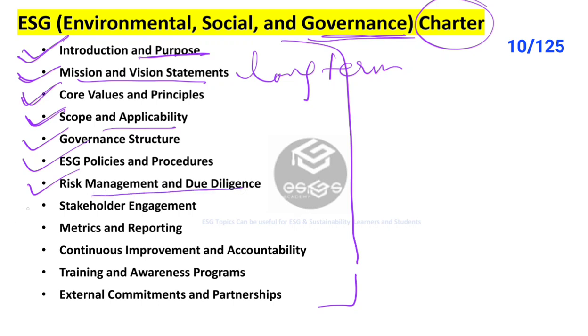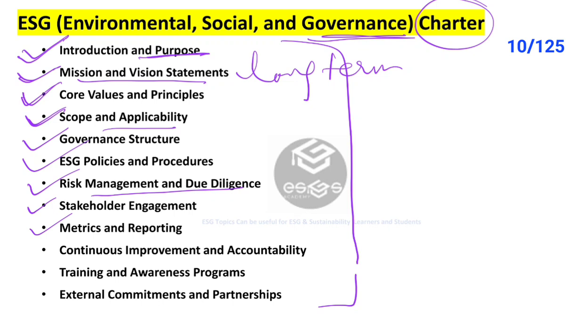So we assess and evaluate the ESG risks and we set the control measures. Stakeholder engagement, which defines the organizational approach to engage with the key stakeholders, internal and external stakeholders, to understand their concerns and perspectives on ESG issues. Next is metrics and reporting. As I said earlier, establishment of the KPIs, metrics to measure the organizational ESG performance and progress towards its sustainability goals, as well as requirements for ESG reporting and disclosures to stakeholders.